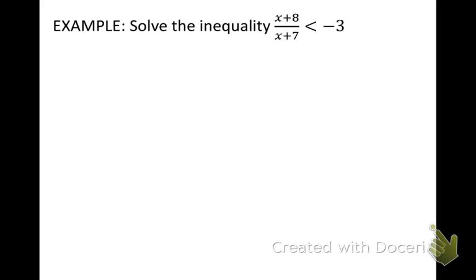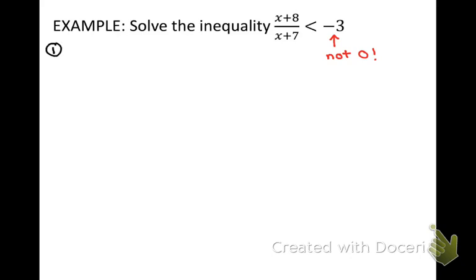Okay, now in this last example, something's not right. Right off the bat, when we're asked to solve the inequality, (x + 8)/(x + 7) is less than negative 3, we should notice that this is not 0. We've got to make it a 0. Here's how we're going to do that. We are going to add the 3 over to the left-hand side.